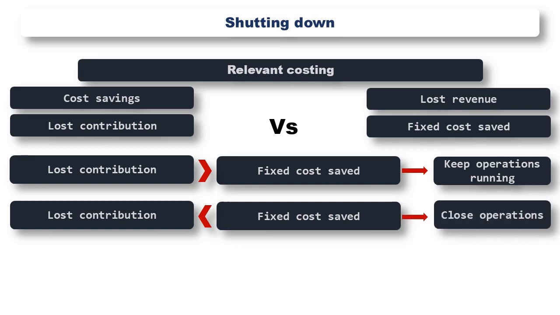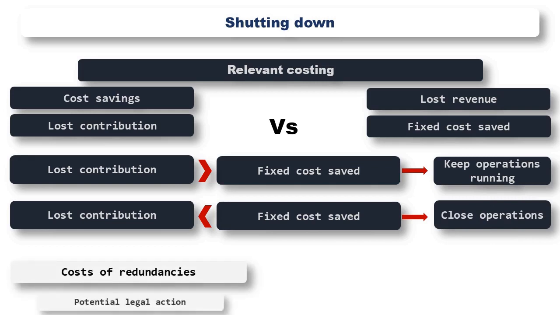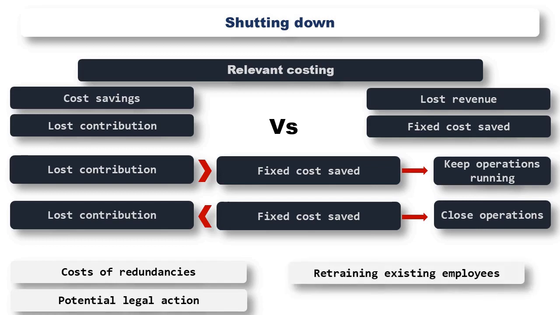Within the costing analysis, we should also ensure we cover any costs of redundancies, any potential legal action resulting from the closure, any retraining of existing employees, and compensation to customers awaiting products that they will now not receive. Again, this only takes into account the financial implications of a closure and not any other issues such as staff morale, customer and competitor reactions, the company's reputation, or the impact on our supply chain, and so on.